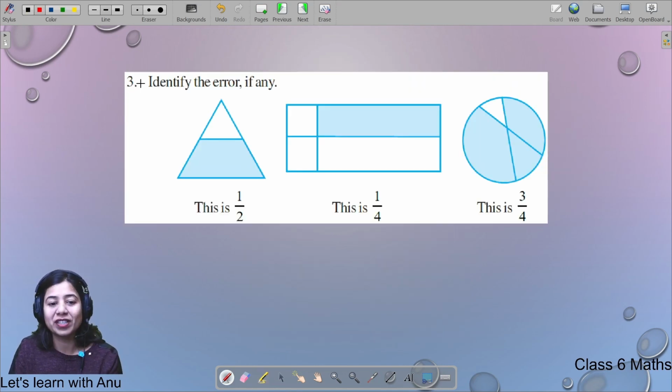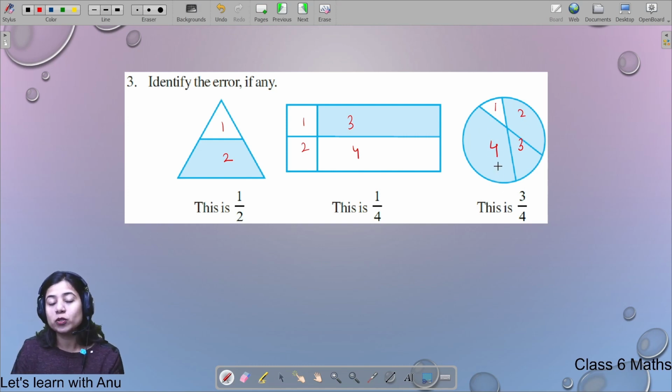Let's solve question number 3. Identify the error if any. So here we have three figures, class, in which they are divided into certain parts and they are shaded as well. Let's check it out. In the first one, we have a triangle which is divided into two parts. Then a rectangle which is divided into four parts. Then the circle which is also divided in four parts.